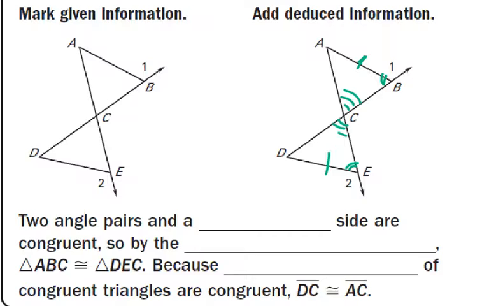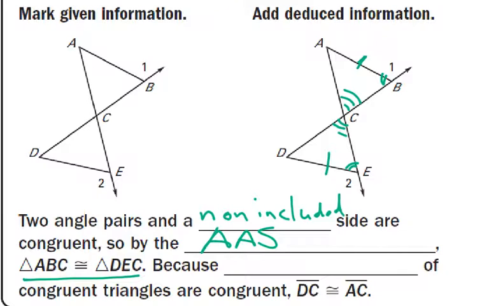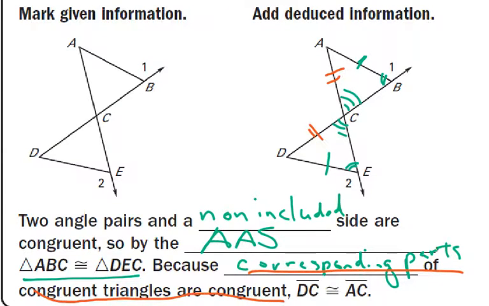So cleaned up a little bit, we've got these two sides are congruent, these two angles, and these two angles. So looking at our triangles here, we know that two angle pairs and a non-included side are congruent. So by angle, angle, side, we know that the two triangles are congruent. Because corresponding parts of congruent triangles are congruent, then we can finally conclude that DC is congruent to AC. Notice, this is our CPCTC that we use after we have said the two triangles are congruent.